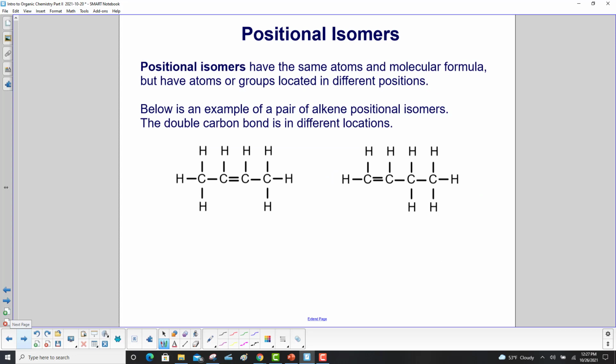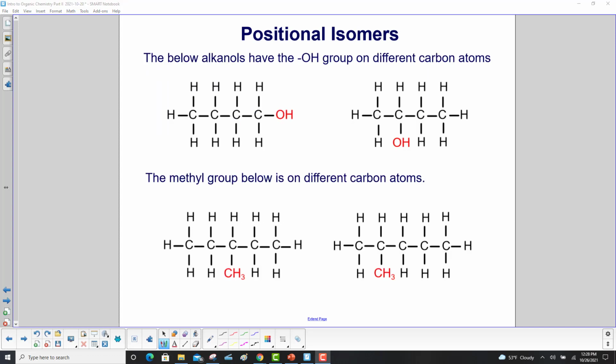Positional isomers have the same atoms and molecular formula, but have atoms or groups located in different positions. Below is an example of a pair of alkene positional isomers. The double carbon bond is in different locations. Some more positional isomers. The below alkanols have the OH group, the hydroxyl group, on different carbon atoms. And then the methyl group here is also on different carbon atoms. This is on the second from the left. This is the third from the left.